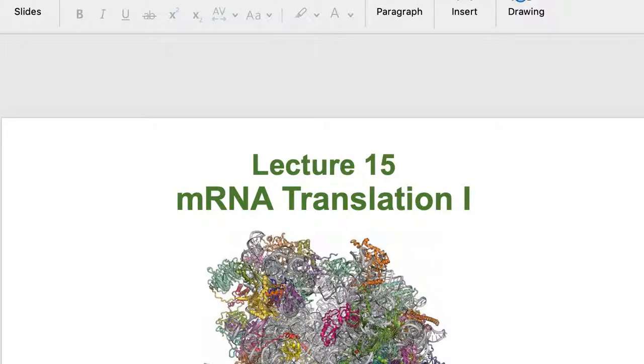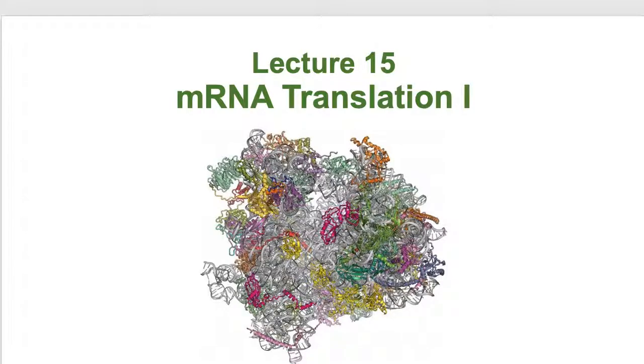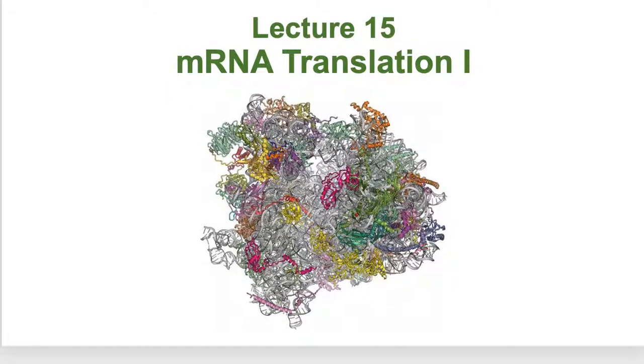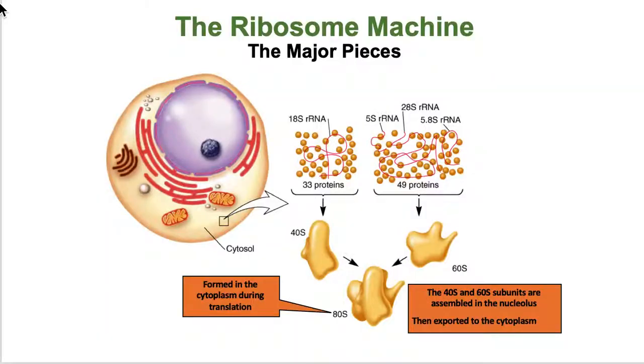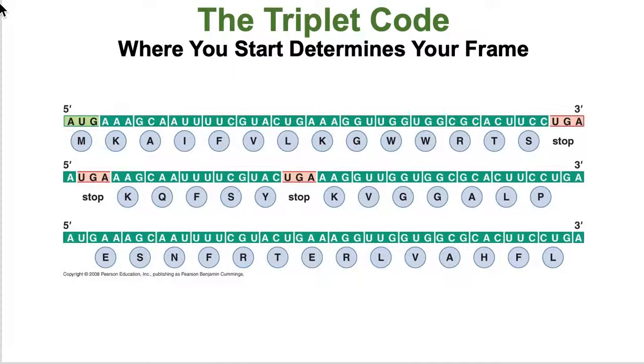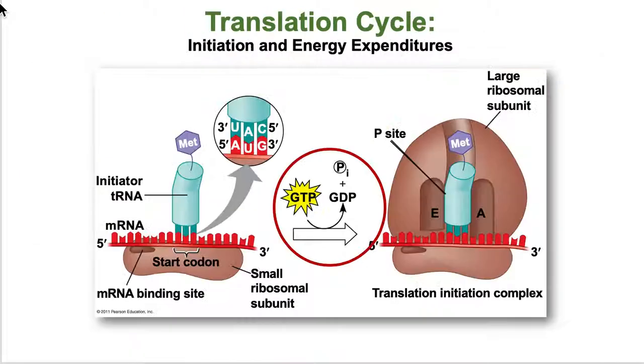So we ended with this schematic of the ribosome and ribosome initiation of translation. And it begins with this tRNA, which recognizes the start codon, methionine, and the small ribosomal subunit.